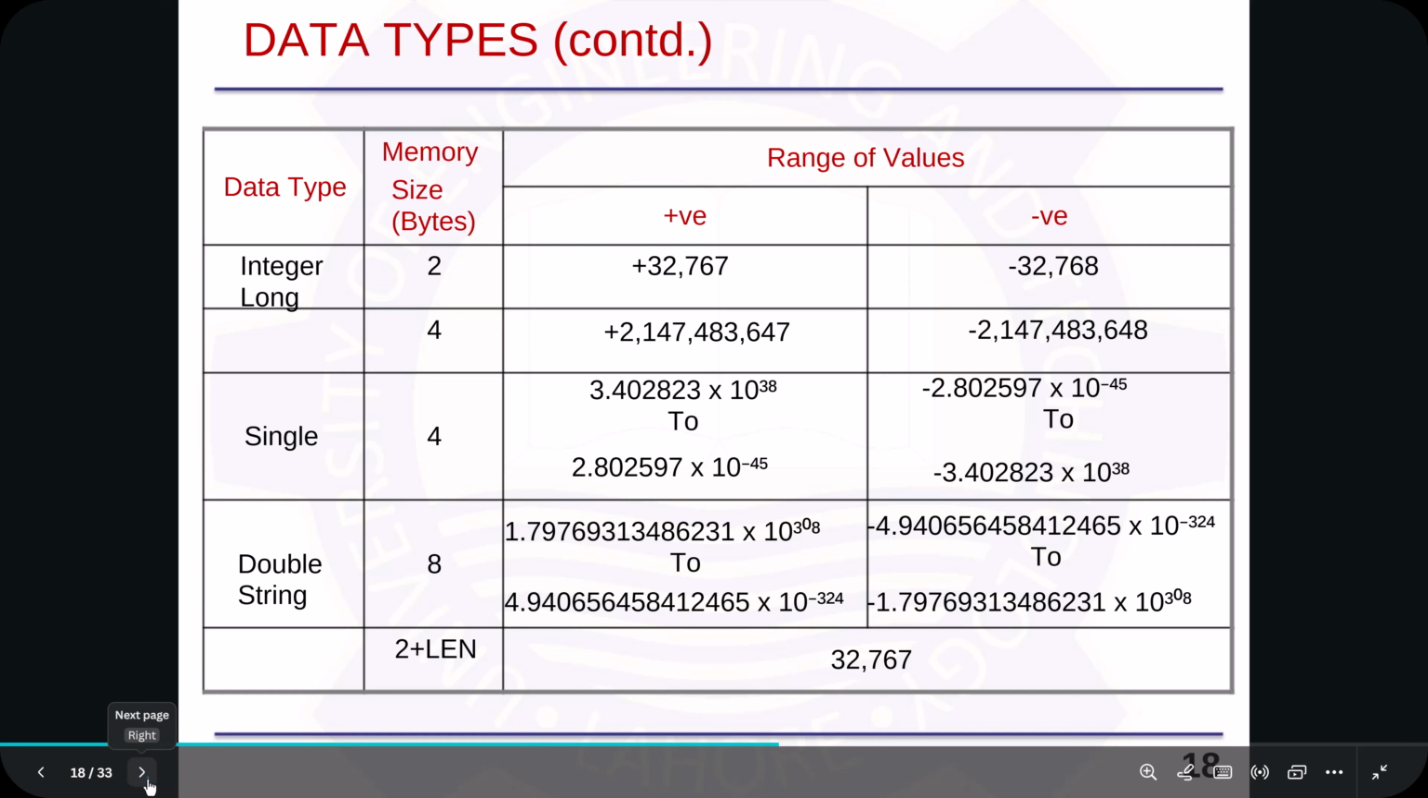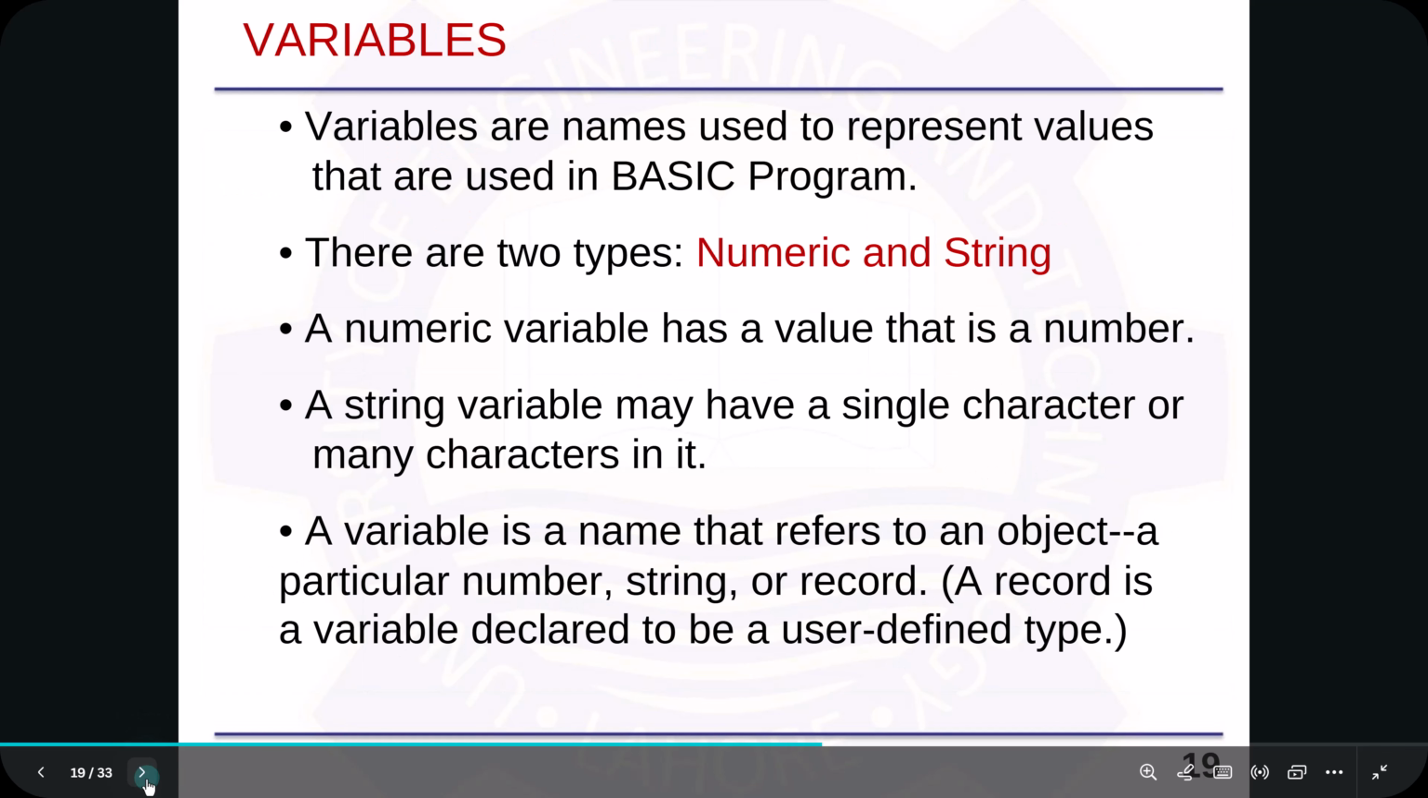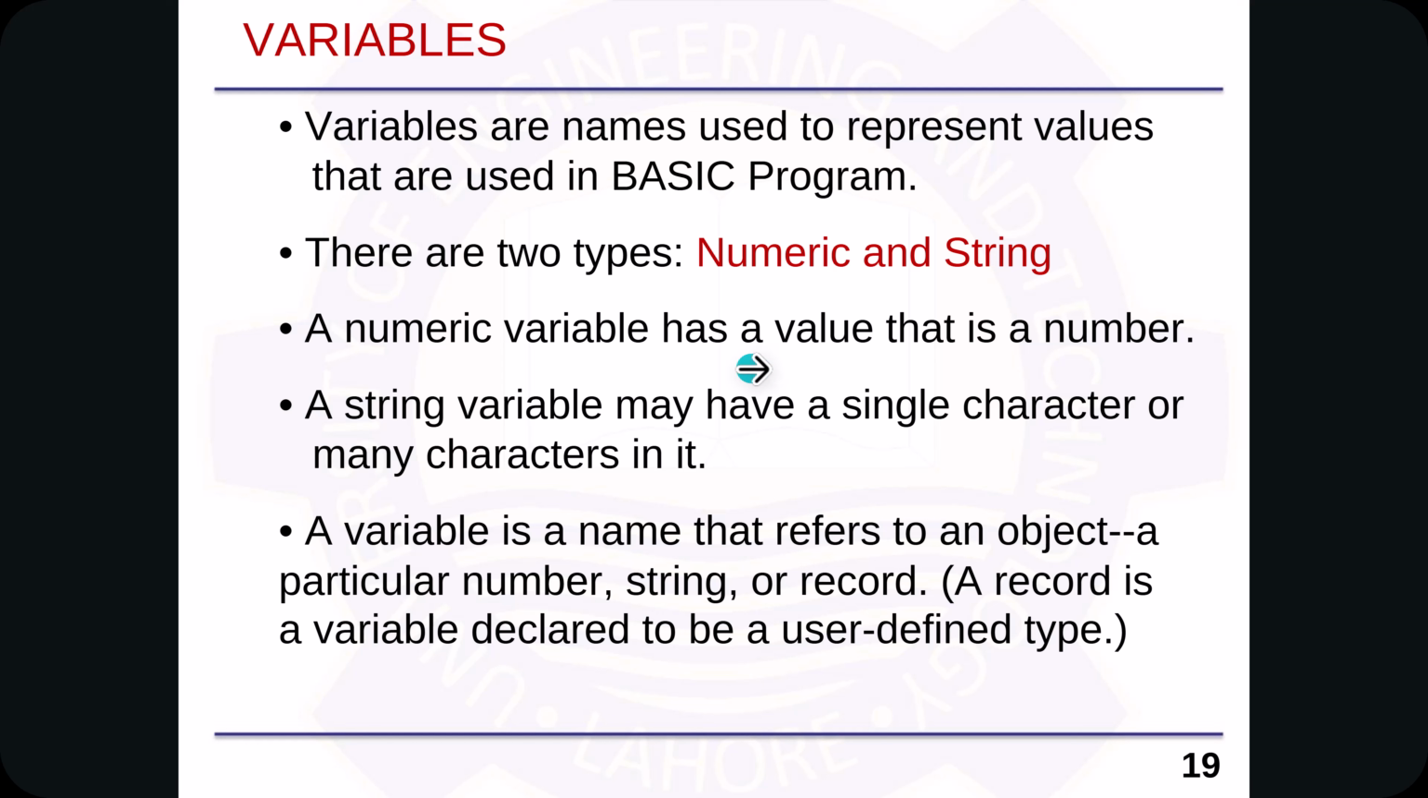We also have variables. Variables are names used in programming. In every programming language, variables are an essential part of programming. They are names we create to represent values in programs, especially QBasic. There are 2 types, numeric and string. The numeric is the number, and the string is a character, that is an alphabet or a text.